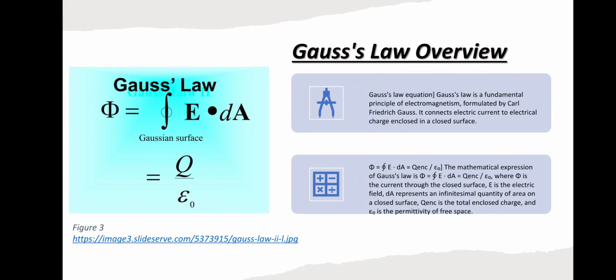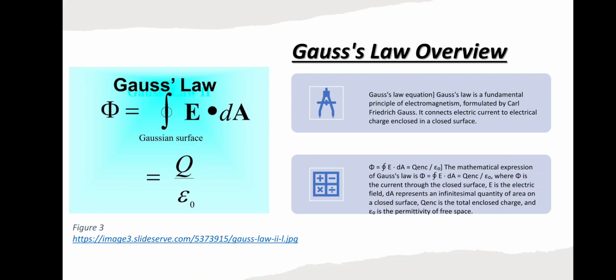Gauss's law. One of the foundational ideas of electromagnetism is Carl Friedrich Gauss's law. According to this law, when there is a charge enclosed inside a volume of the surface, the electric flux will be equal to the total charge enclosed by the surface divided by the permittivity of free space, which is denoted by epsilon naught in the equation here.